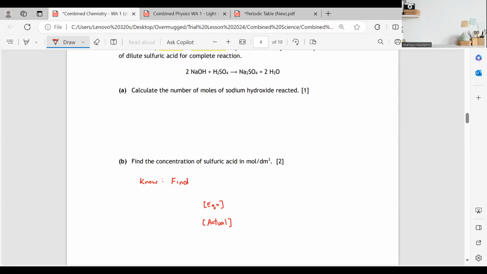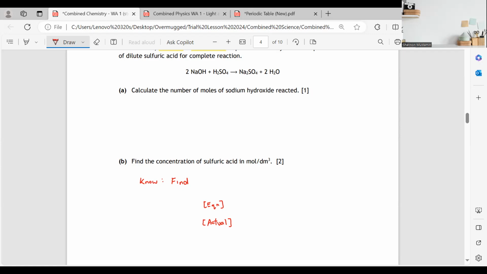What are you trying to find? That's the question, what you find. The concentration of sulfuric acid. Okay, so this is what you are finding. So the right side is H2SO4. That's what I mean by finding. What does the question want you to find?